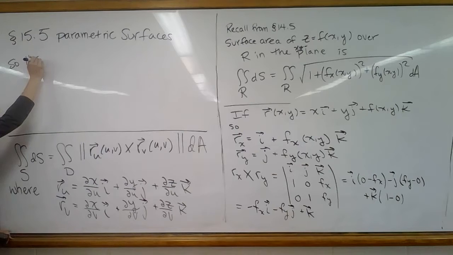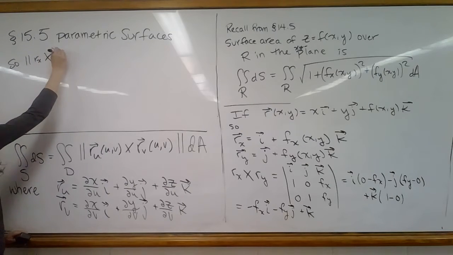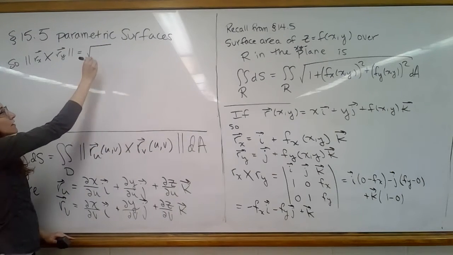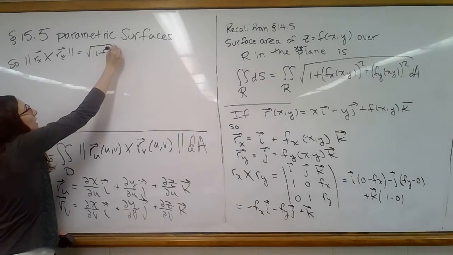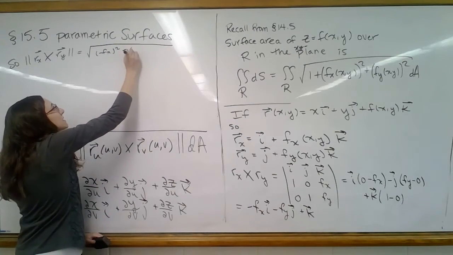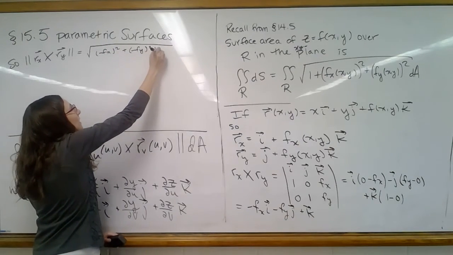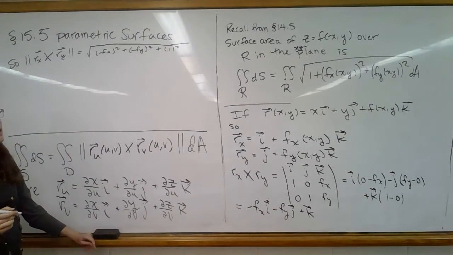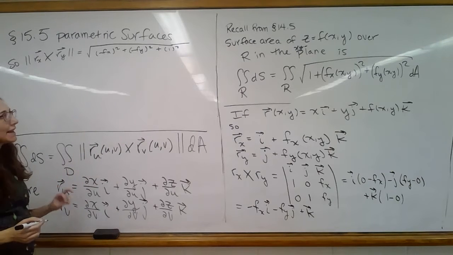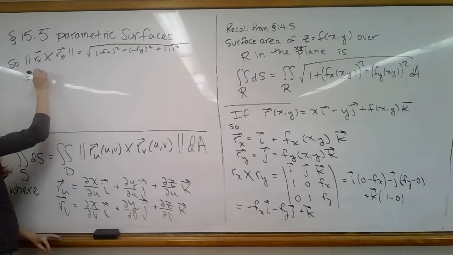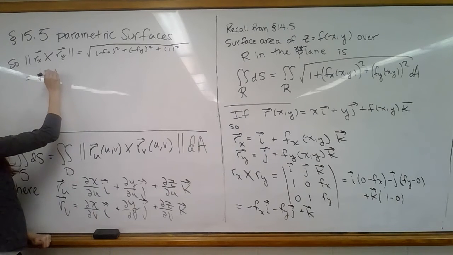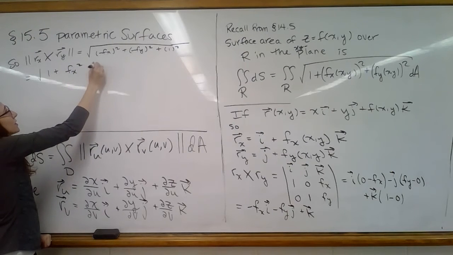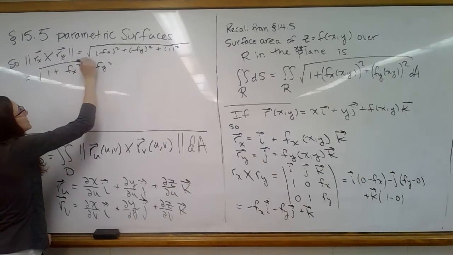So then the magnitude of r sub x crossed with r sub y is going to be the square root. We're going to have negative f sub x quantity squared plus negative f sub y quantity squared, and then plus 1 squared. And we can already kind of see that we're getting what we want here. So this is then going to just rearranging things. We can put the 1 first, and then we would just have these negatives are going to cancel. So we'll just have f sub x squared plus f sub y squared, and this is the square root.